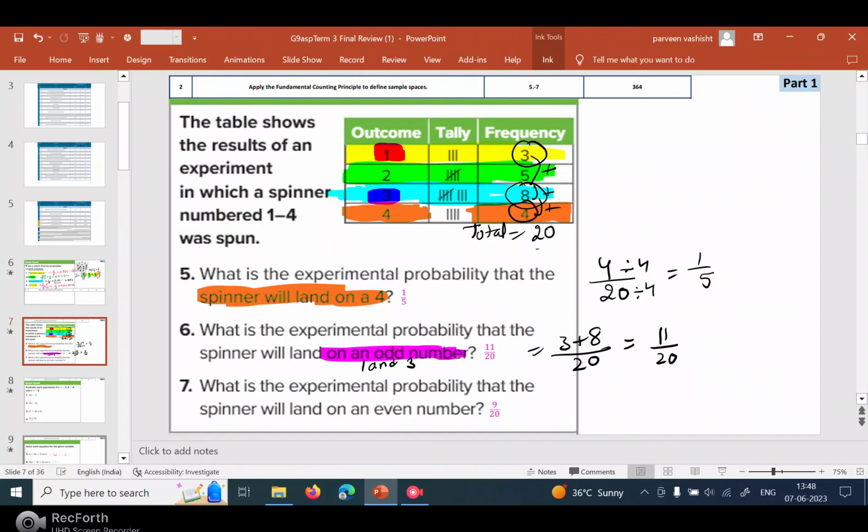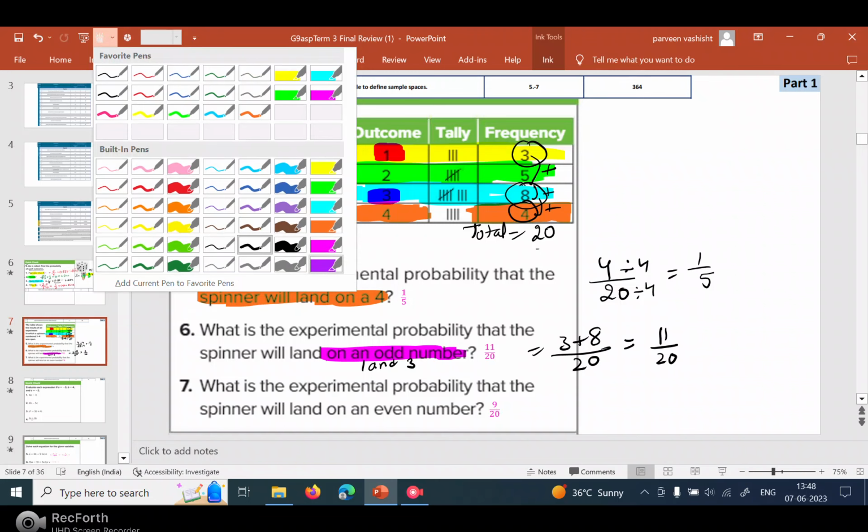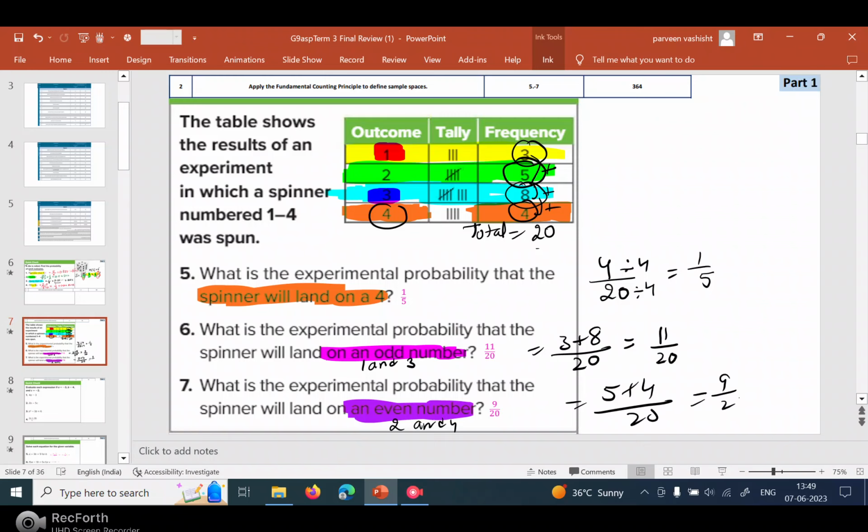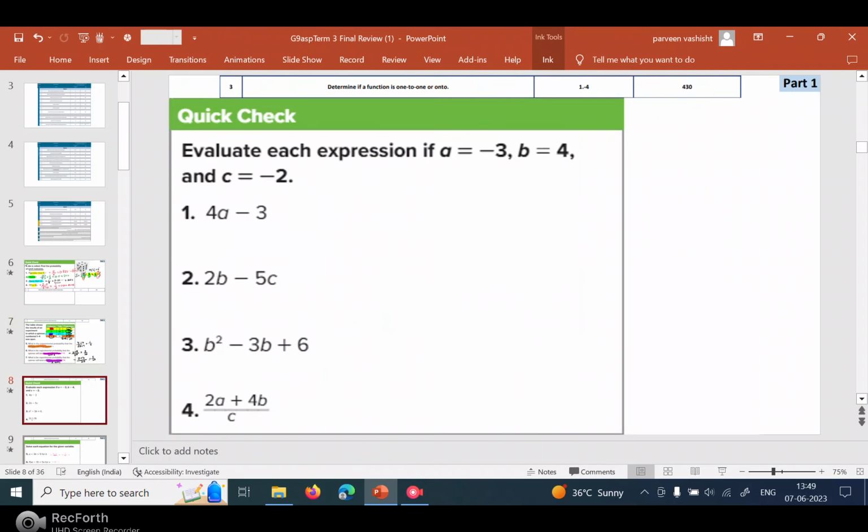Next question is to find the probability that it will land on an even number. So you will see which numbers are even. You will find the even numbers are 2 and 4. So how much is the frequency for 2? It is 5. How much is the frequency for 4? It is 4, divided by 20. So it will be 9 divided by 20. I hope question number 2 will be very easy for you and I hope you can do it.